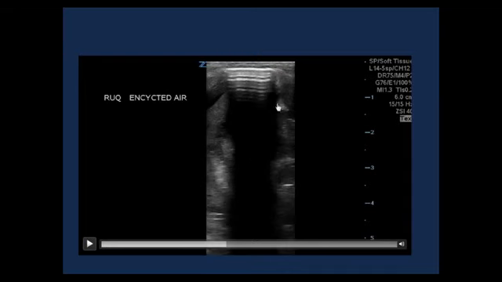And then we also evaluated the intestinal regions, and we found, in the right upper quadrant, encysted air, which is a sign of concealed perforation. That's why the perforation was missed on the X-ray.